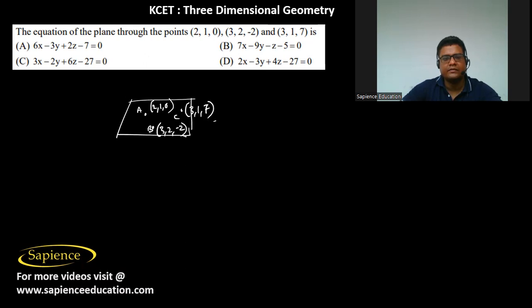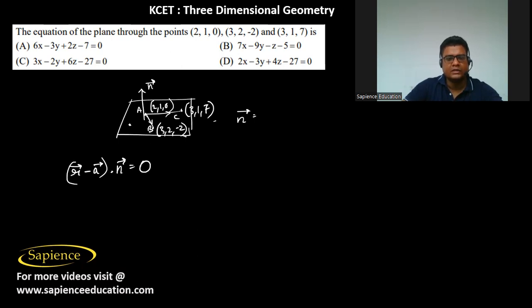So here we can find the n vector, that will be the normal vector to the plane. Since we can write the equation of the plane in this form, which is r vector minus a vector dot n vector equal to 0, where r is any arbitrary point on the plane. R minus a means I can say PA dot n vector should be 0, where P is any arbitrary point of the plane.